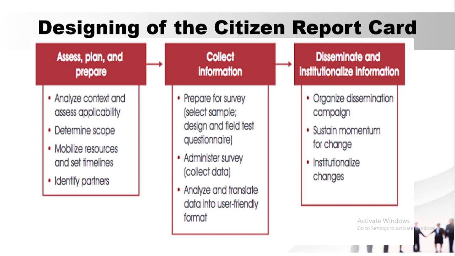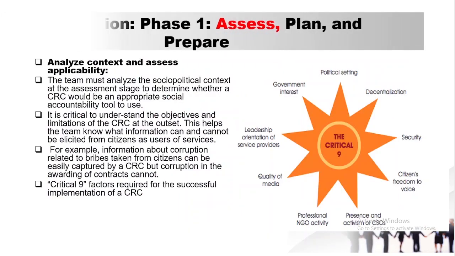You've organized a campaign, you're making sure the voices are being heard, and the partners that are responsible are also hearing this message. That's how you sustain your momentum for change: there is a need to change these road rules and road safety, maybe improve our roads, create other road safety measures, and sensitize people. And after, you institutionalize your changes. So that's the process of designing a citizen report card.